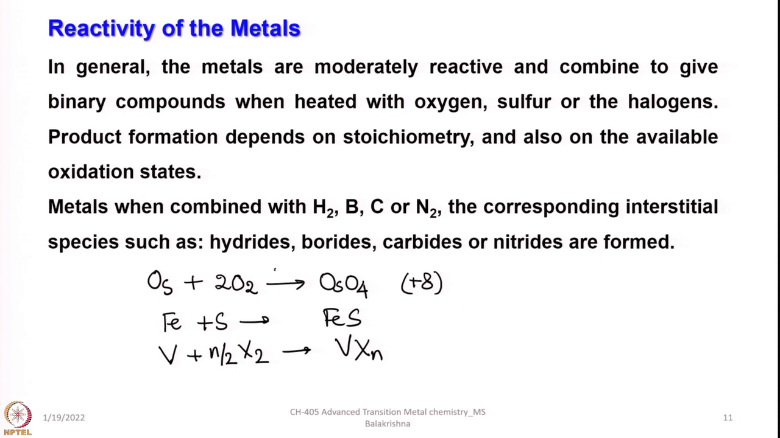All these things happen on heating, the high temperature reactions, where X can be F, n equals 5, and when X equals Cl, n equals 4, and when X equals bromide or iodide, n equals 3. So, depending upon the type of halides we are using and the stoichiometry and reaction conditions, we can get the corresponding oxides, sulfides or halides.